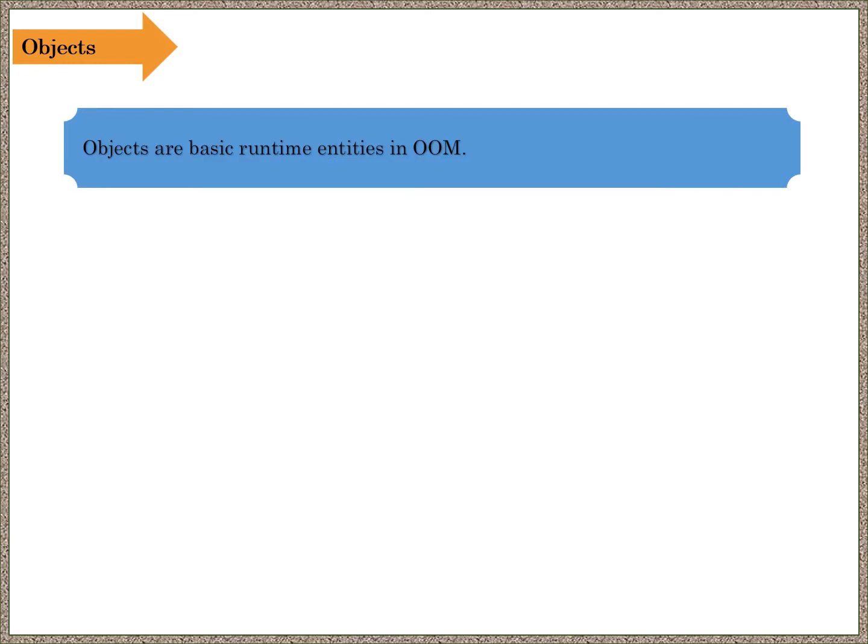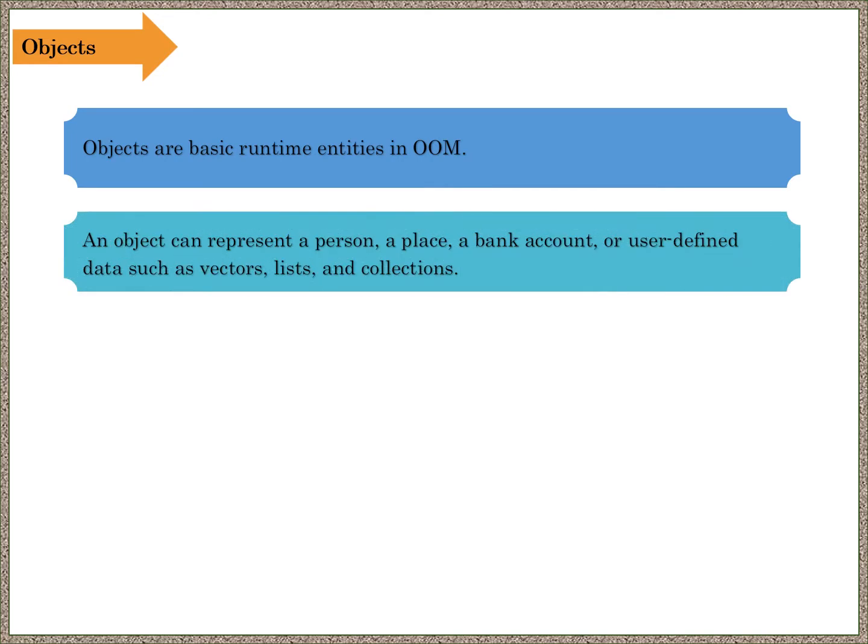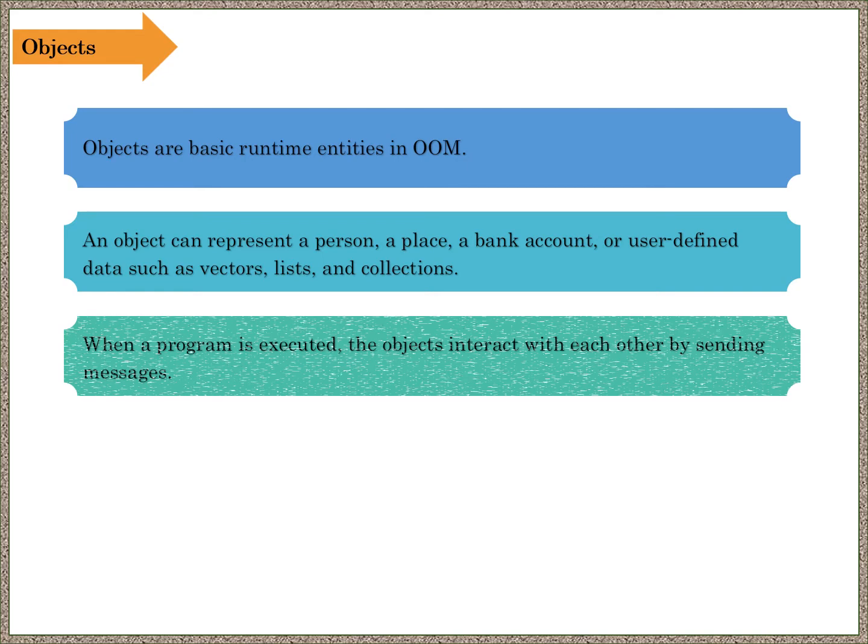Let's now learn about objects. Objects are basic runtime entities in OOM. An object can represent a person, place, a bank account, or user-defined data such as vectors, lists, and collections. When a program is executed, the objects interact with each other by sending messages. For example, if employee and salary are two objects in a company program, the employee object may send a message to the salary object requesting the annual salary.